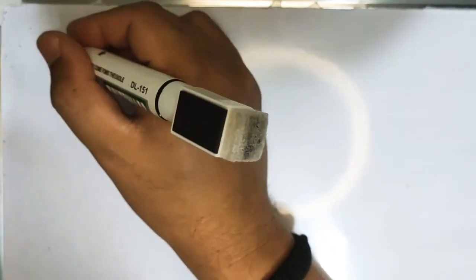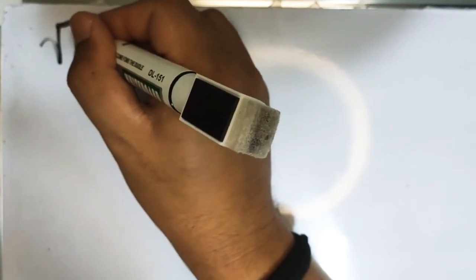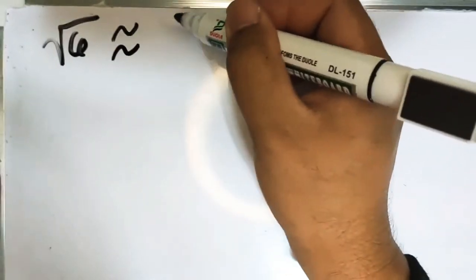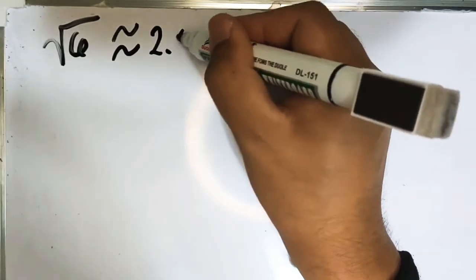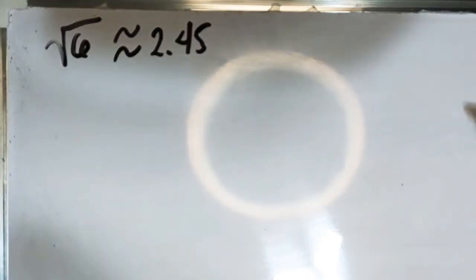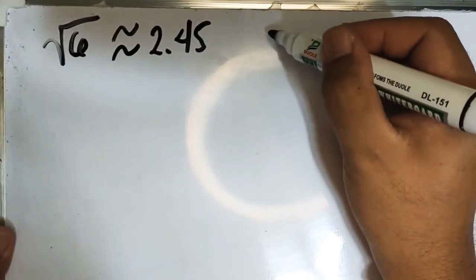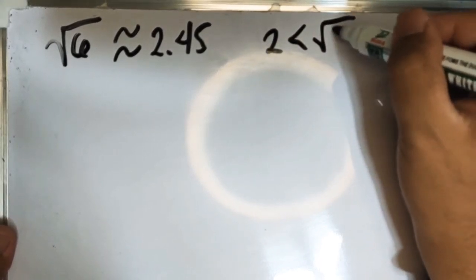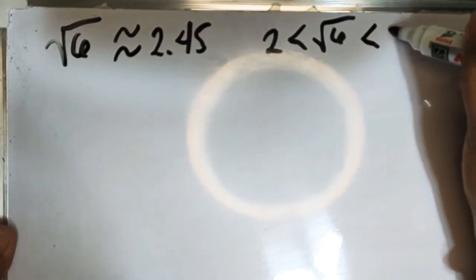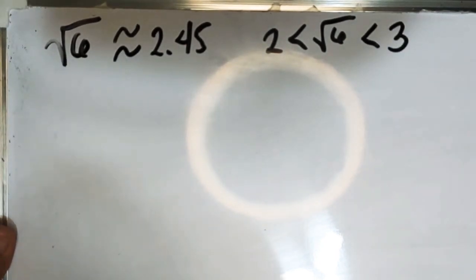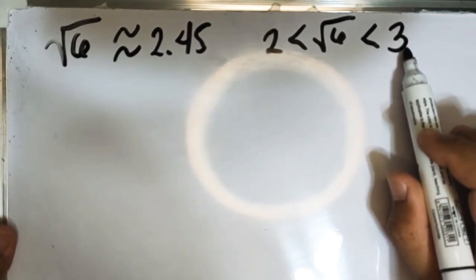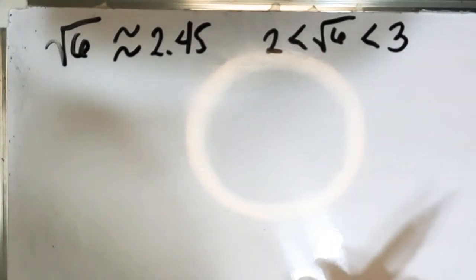Okay? So, unahin natin yung square root of 6. At nalaman natin na ito ay approximately 2.45. Okay? At yan ay nasa pagitan ng 2 and 3. Diba? Square root of 4 is 2. Square root of 9 is 3. So, nasa pagitan siya ng 2 and 3.